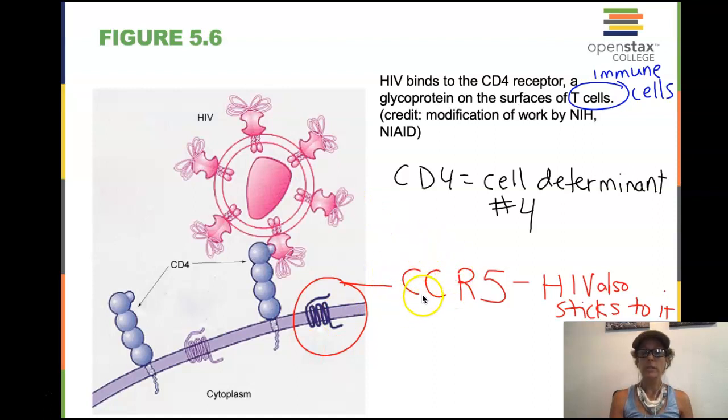There is also CCR5. That stands for cysteine chemokine receptor 5. Basically, it is a multiply transmembrane protein. A chemokine is just a chemical receptor. All of our T cells have it. The HIV also sticks to this second marker, the CCR5, and that's what tricks our T cells into letting the HIV enter.